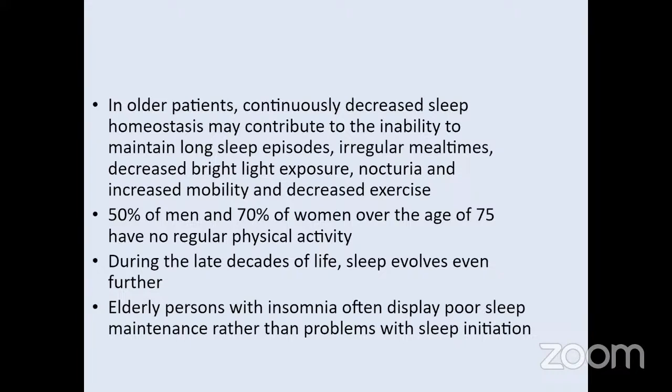So in older patients, continuously decreased sleep homeostasis may contribute to the inability to maintain long sleep episodes, irregular meal times, decreased bright light exposure, nocturia, and increased mobility and decreased exercise. 50% of men and 70% of women over the age of 75 have no regular physical activity.